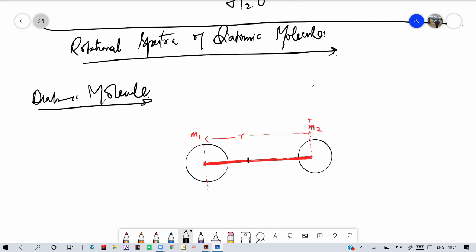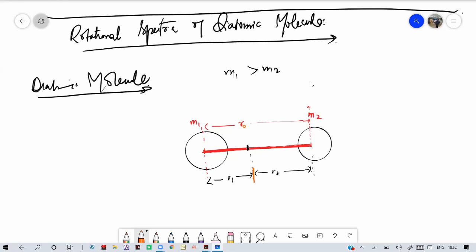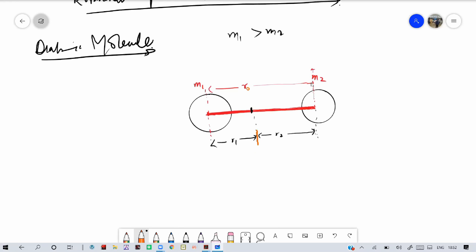And there is a center of mass which will be somewhere close to this. Let us suppose it is here, because obviously if M1 is greater than M2, then it will lie close to this. Let this be C, the center of mass, and from this center of mass it is R1, this is R2. Let this be R0, the equilibrium position. So this is the diagram which we will use.